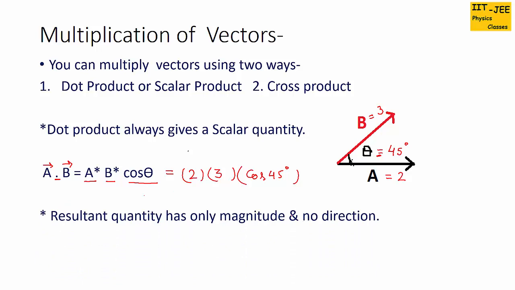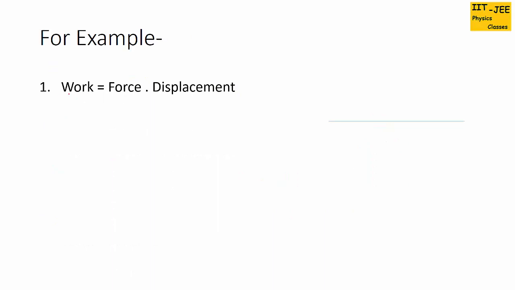Let's take an example. We have a physical quantity like work, which is the dot product of force and displacement. Vector F dot vector D, where D is the displacement vector here. So the formula would be like this: F times D times cos theta. Here theta is the angle between the force vector and the displacement vector.